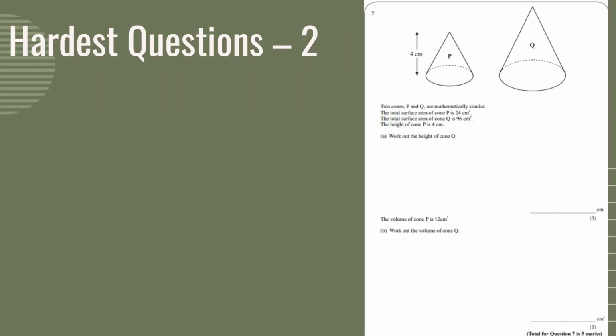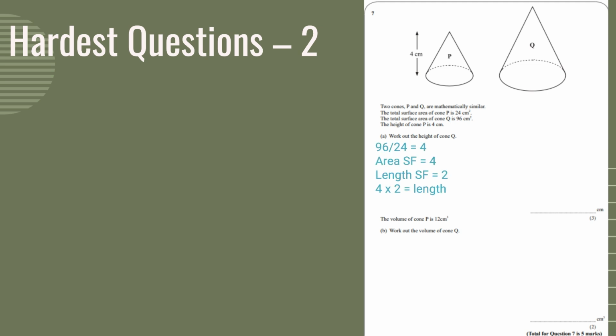Here's another exam question for you to have a go at. Have a go, pause the video, and unpause when you're done. So, two cones, P and Q, are mathematically similar. The total surface area of cone P is 24 cm squared, and the total surface area of cone Q is 96 cm squared. The height of cone P is 4 cm. Work out the height of cone Q.